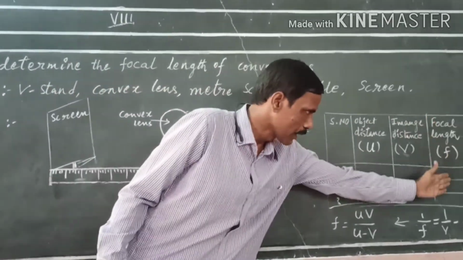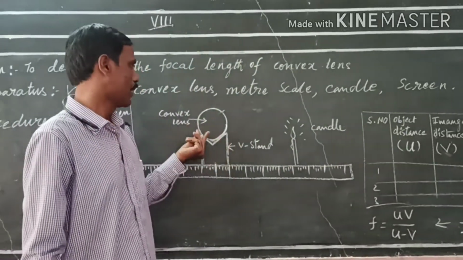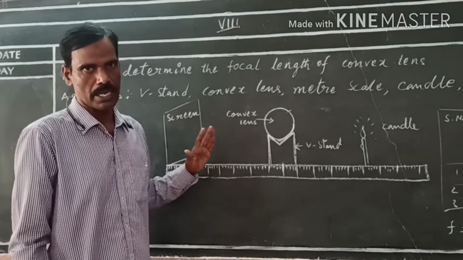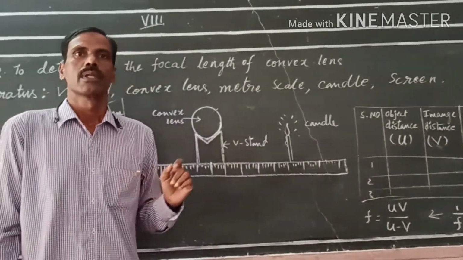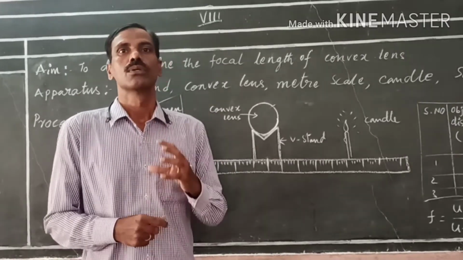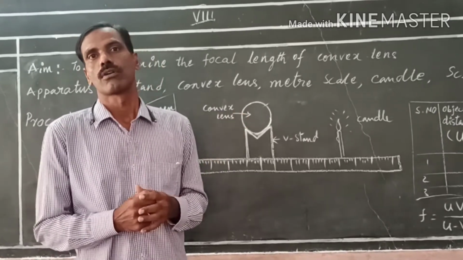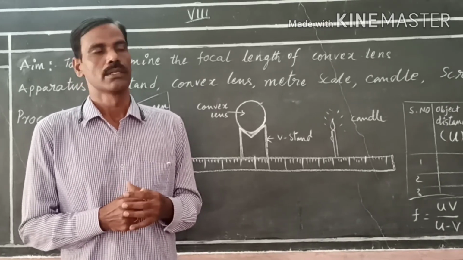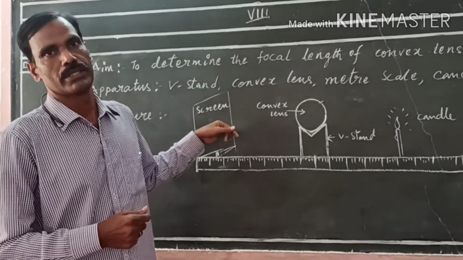After getting the focal lengths, if you observe, the focal length will be a constant for a given lens. In that way, this activity is useful to find the focal length of the convex lens. This activity is also useful to know the characteristics of images formed by a convex lens by placing the candle at different locations. So this experiment is very useful from the examination point of view. Thank you.